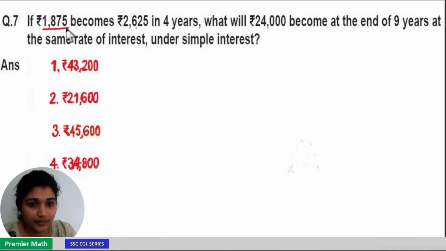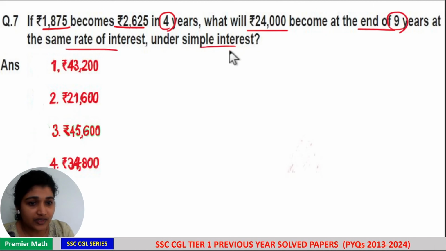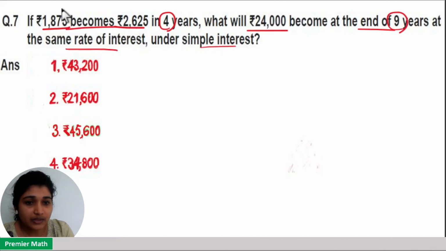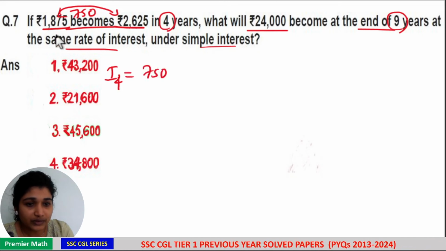If 1875 becomes 2625 in 4 years, what will 24,000 become at the end of 9 years at the same rate of interest and simple interest? This is simple interest. Now, the difference between principal and amount at the end of 4 years is equal to 625 plus 125, which is 750 rupees. So the interest received in these 4 years is 750 rupees, which is the difference between principal and amount.